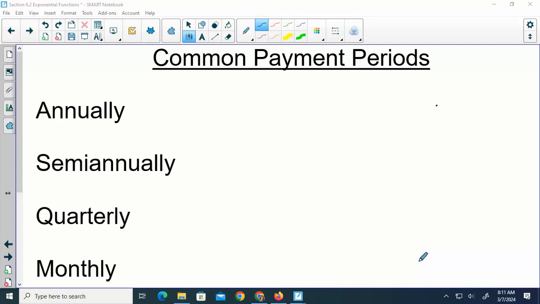First thing, just some terms that you are going to hear when we are talking through this. Some of the different payment periods. If I say annually, what does that mean? Yearly. So one time per year.